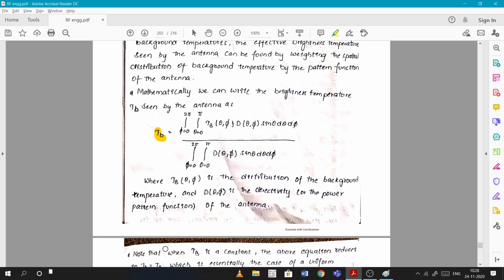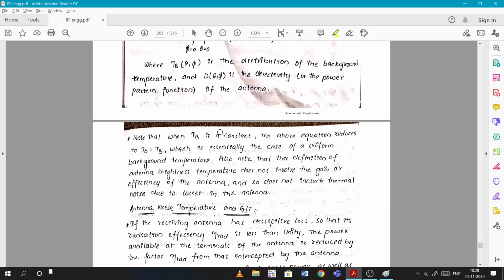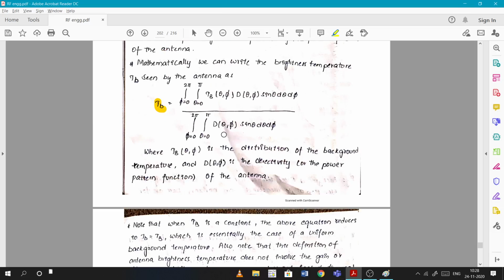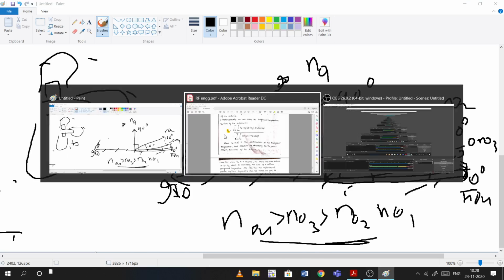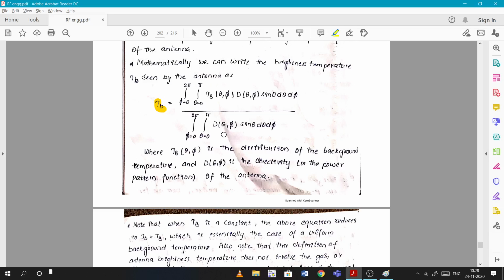Mathematically we can write it as this equation, where TB(theta, phi) is the distribution of background temperatures, and D(theta, phi) is the directivity or the power pattern function of the antenna. Theta, phi, because we are taking a spherical coordinate system. When TB is a constant, the above equation reduces to Tb equal to TB. So when TB is constant, all these parts are generating the same background temperature, and the effective brightness temperature will be the same value, TB only.